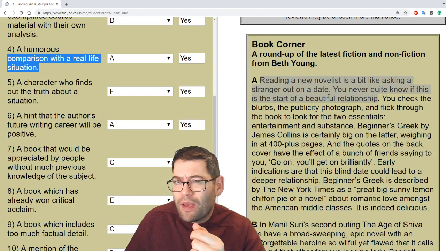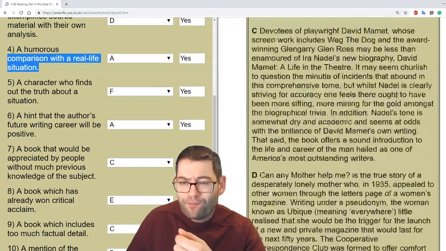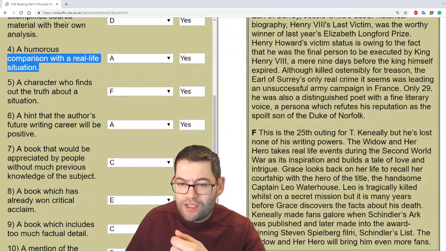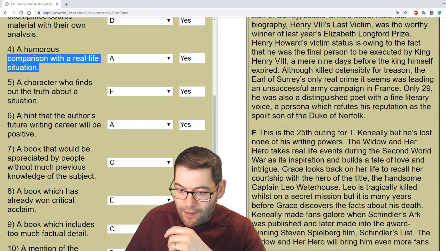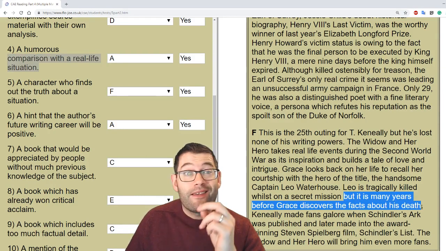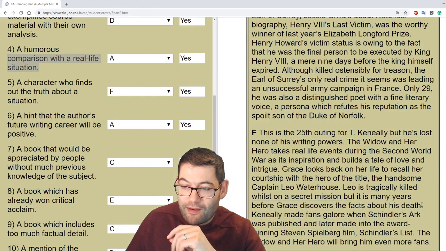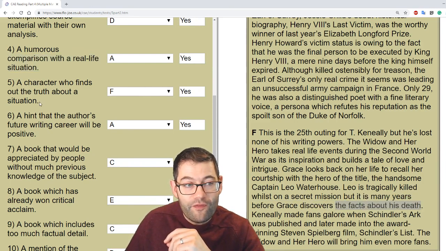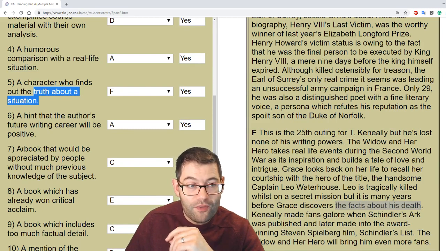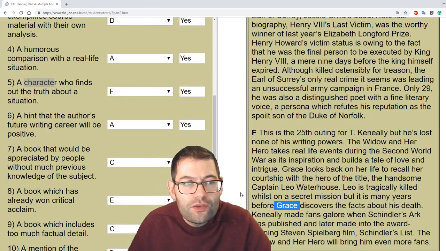And once again, if you remember the general idea of the text, if we go to F, we'll see that link a little bit down here. Where is it now? Here we go. But it is many years before Grace discovers the facts about his death. And it's that vocabulary link there, the facts about his death, that refers to the truth about a situation. And of course, we're also talking about a character, and Grace is the character in the story.